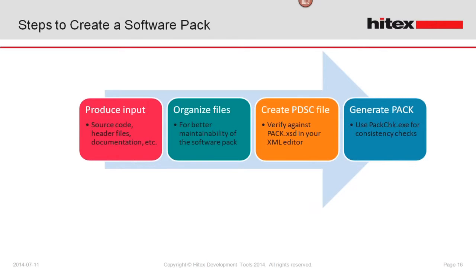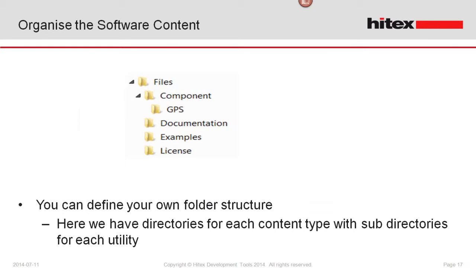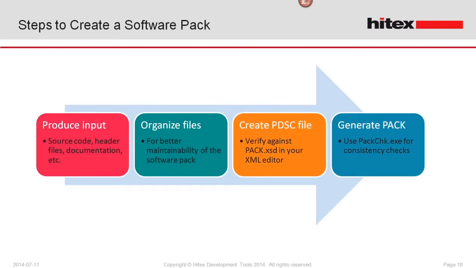So we have produced our code and our input. We now need to organize these files in a logical structure. So this is completely arbitrary. You can set it up however you want, but here we have directories for the component source code, the documentation, examples, and also the license information as well. And then underneath that I have a separate directory for the GPS code, so that if we want to add other components we have a structure that we can easily expand to accommodate future components. First two steps, nice and easy.